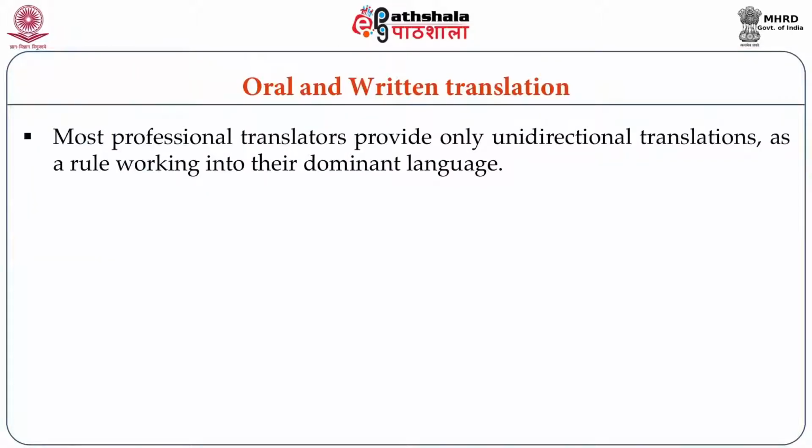The key skills of the translator are the ability to understand the source language and the culture of the country where the text originated, and, using a good library of dictionaries and reference materials, render that material into the target language. Central to written translation are the following skills: the ability to comprehend written text in one language, or reading skills, and the ability to produce a comparable rendition in written form in a second language, or writing skills. Most professional translators provide only unidirectional translation, as a rule working into their dominant language.